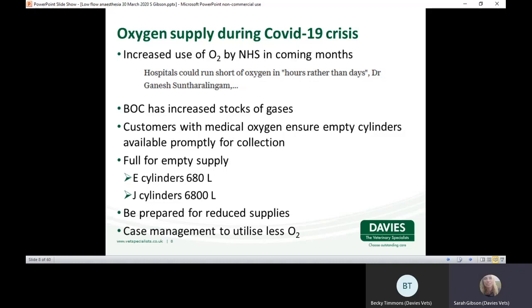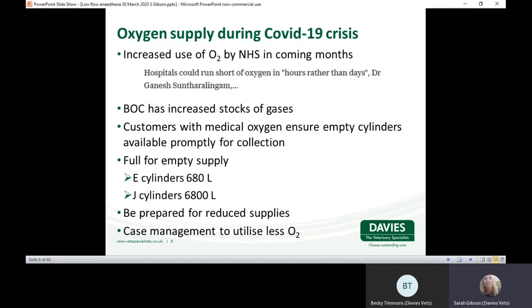BOC have guidance on their website. They have increased their stocks of gases and have asked that customers with medical oxygen ensure that the empty cylinders are available promptly for collection. Only empty cylinders will be exchanged for new ones. I have just put here a reminder of how much oxygen the two commonly used sizes of oxygen cylinders contain. A larger J cylinder contains 6,800 litres and the smaller E cylinder contains 680 litres.